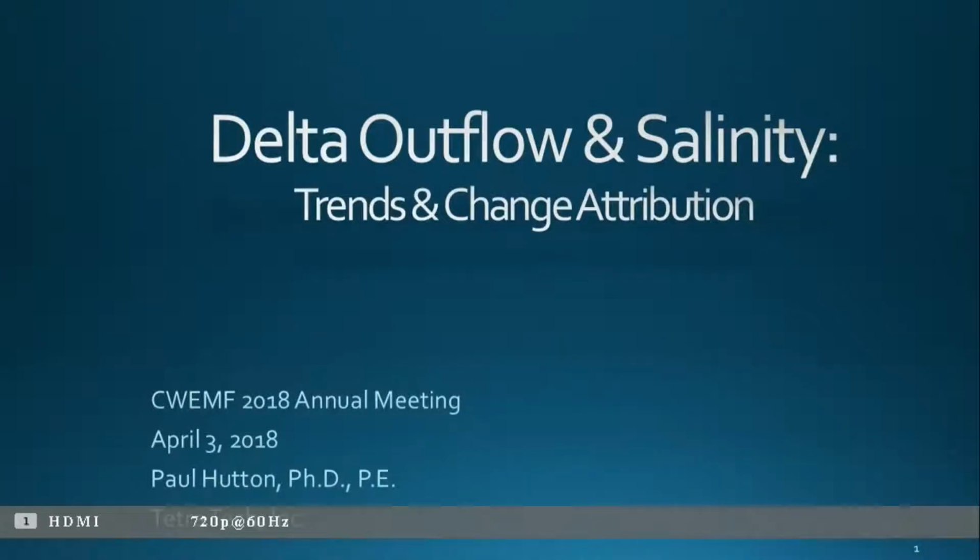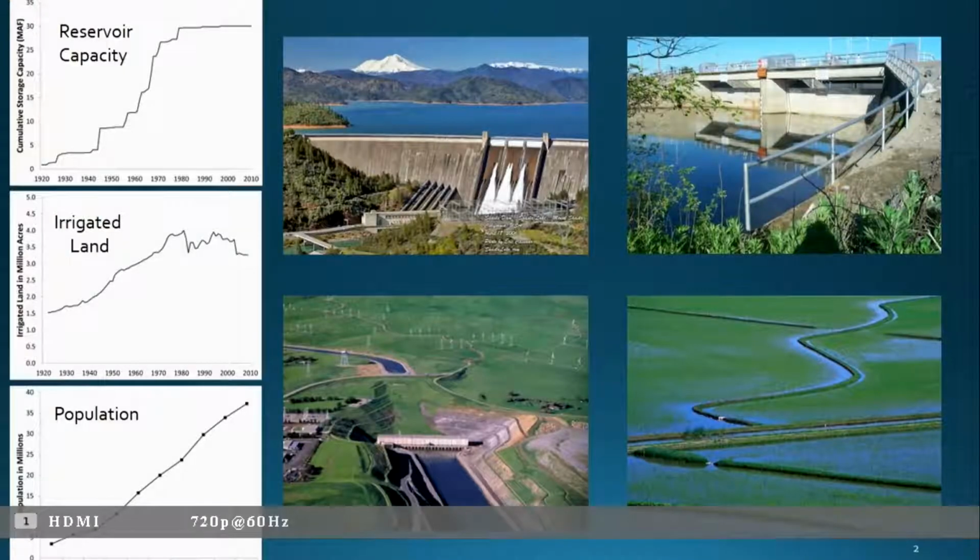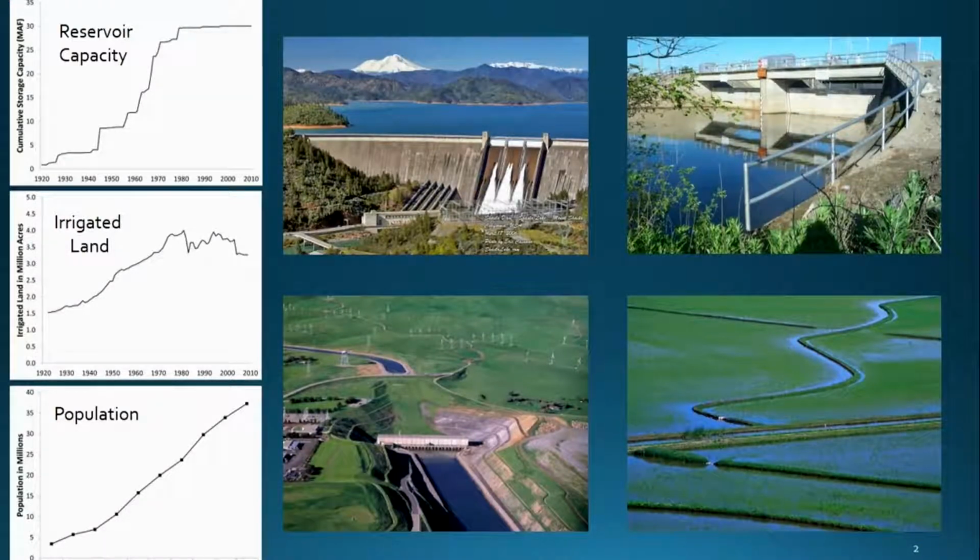So as the title suggests, I'll be talking about change attribution and trends in delta outflow and salinity over roughly the last century.